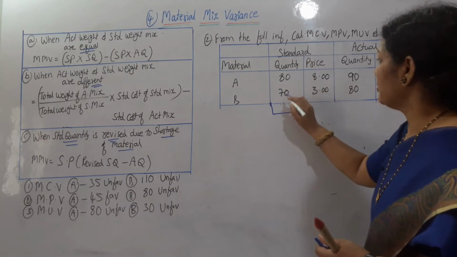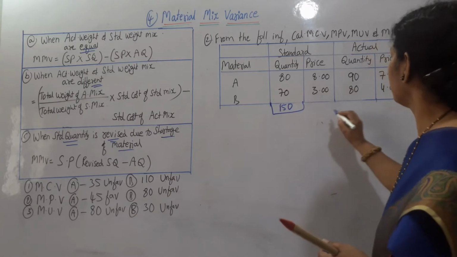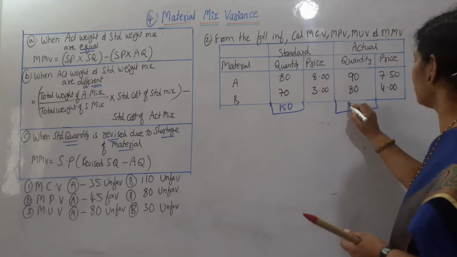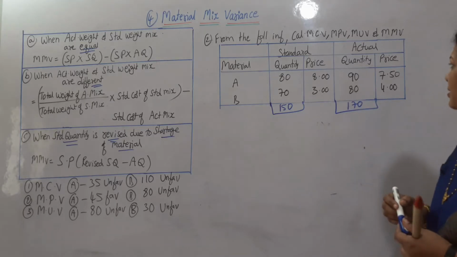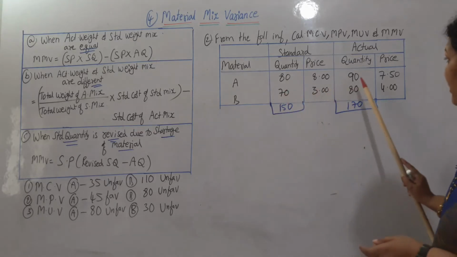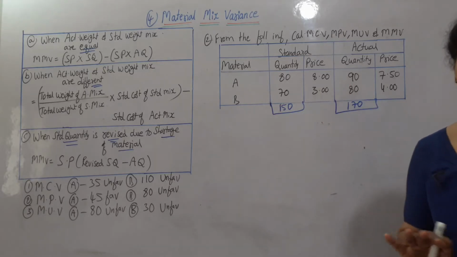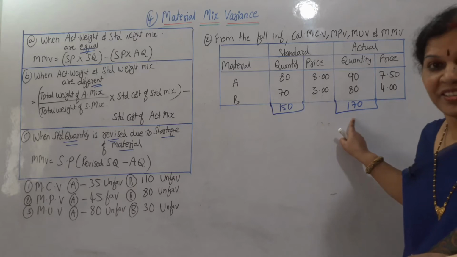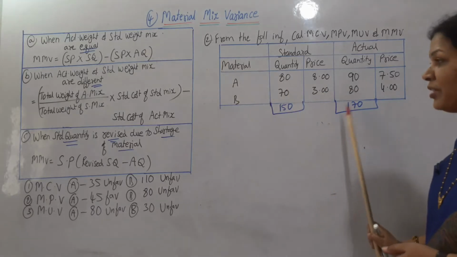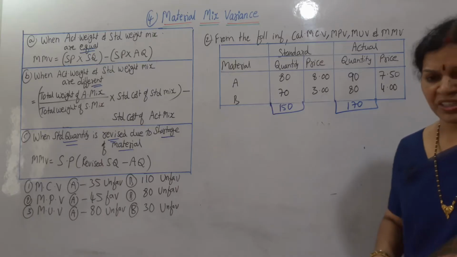Now see the actual weight and standard weight. Standard weight here is 150 and actual is 170, right? Quantity 80 plus 70 is 150. 90 plus 80 comes to 170, which means both are different. In the previous problem both were 100 and 100, equal, so we took the first formula. Now here both are different, so we'll take the second formula. Are you getting it? Now I'll show you how to work it out with the second formula.